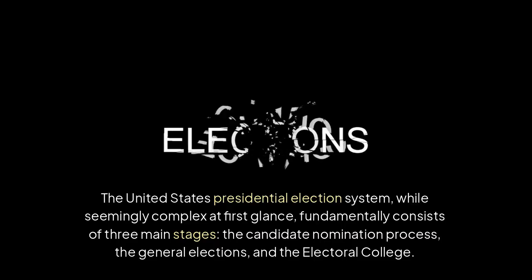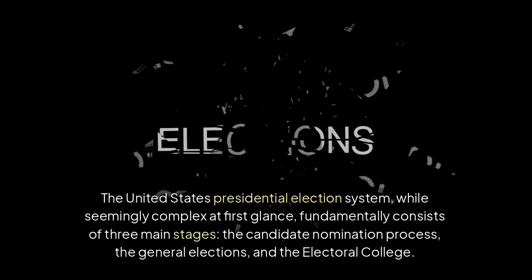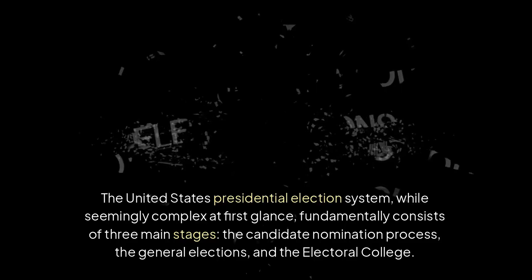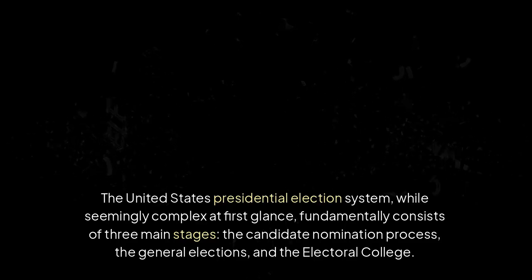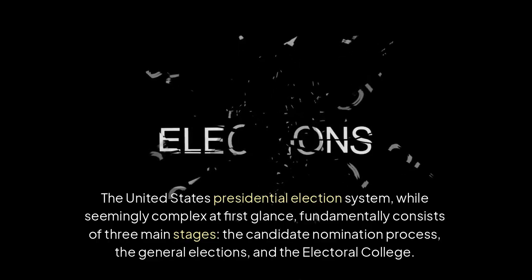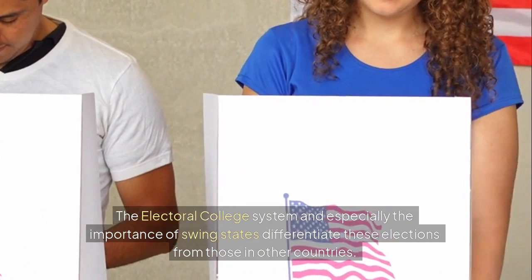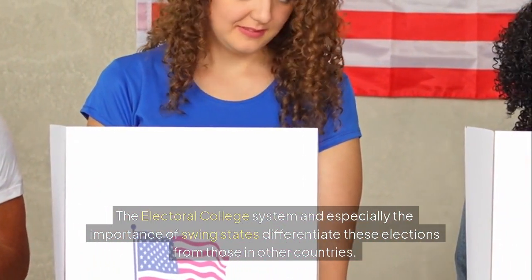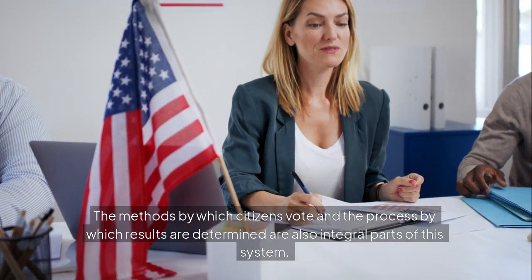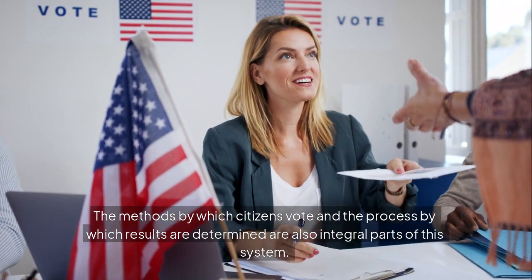Conclusion: the United States presidential election system, while seemingly complex at first glance, fundamentally consists of three main stages: the candidate nomination process, the general elections, and the Electoral College. The Electoral College system, and especially the importance of swing states, differentiate these elections from those in other countries. The methods by which citizens vote and the process by which results are determined are also integral parts of this system.